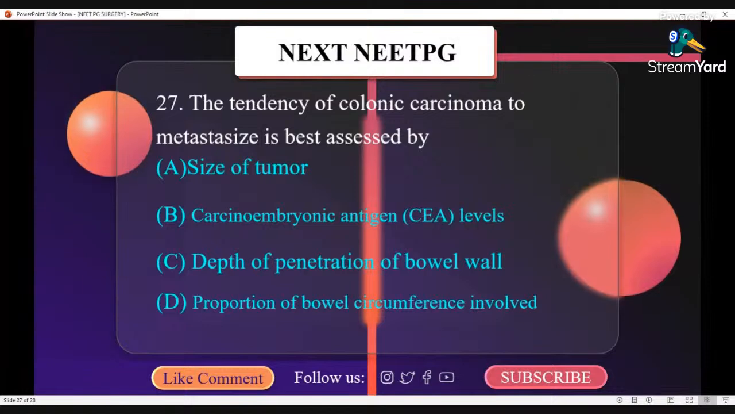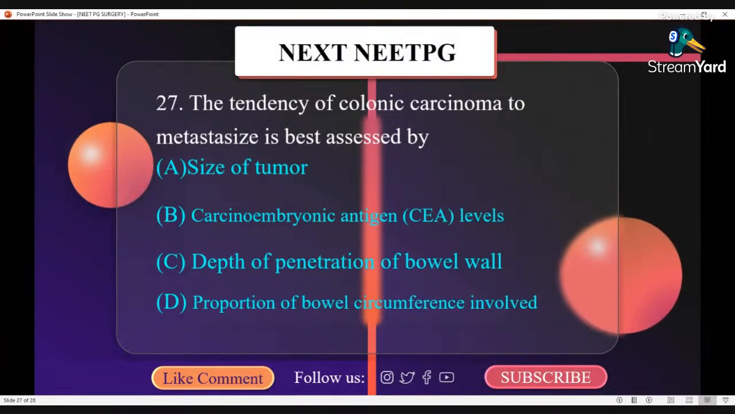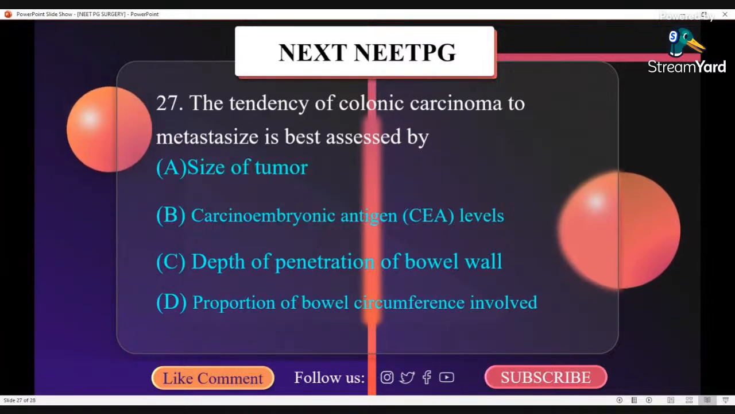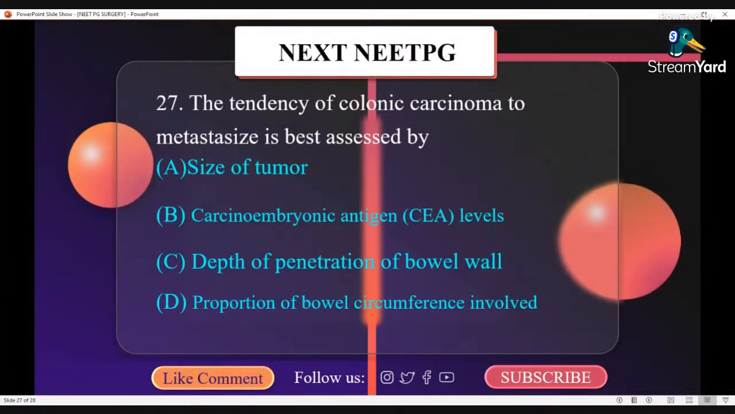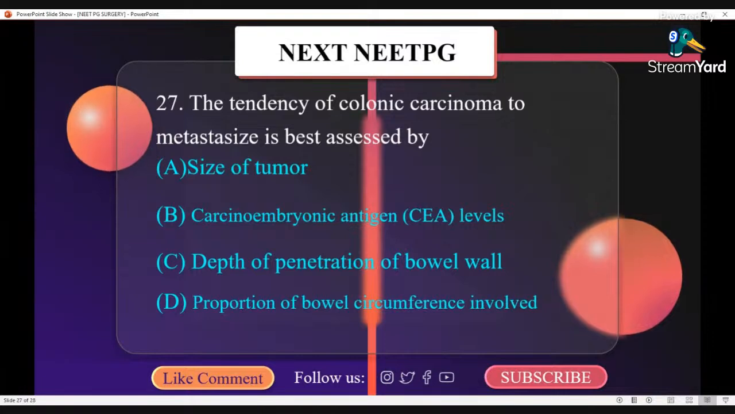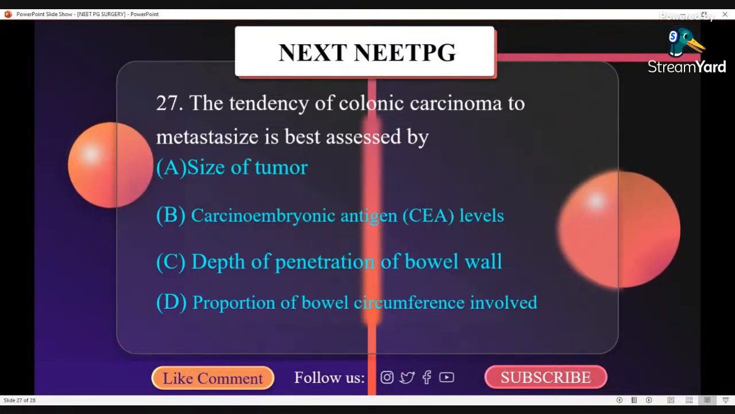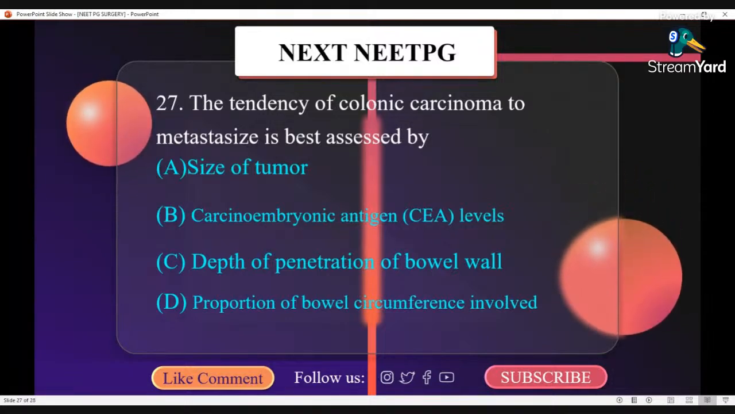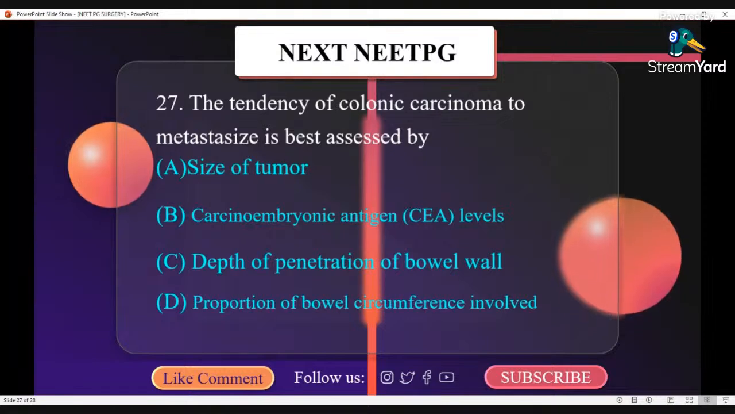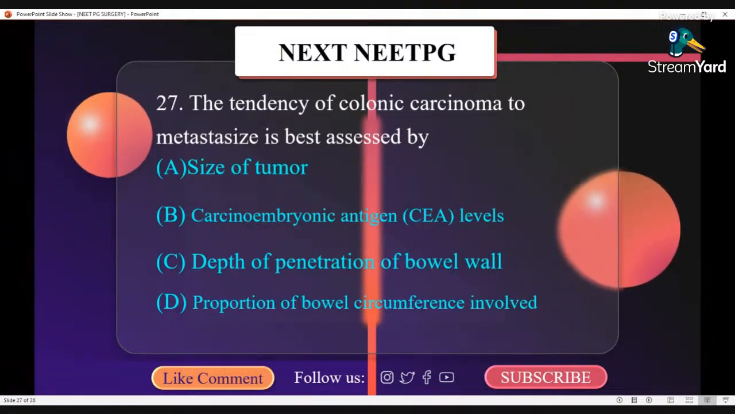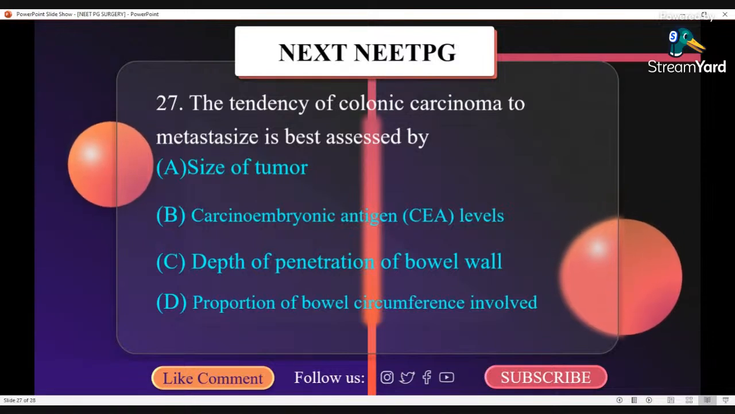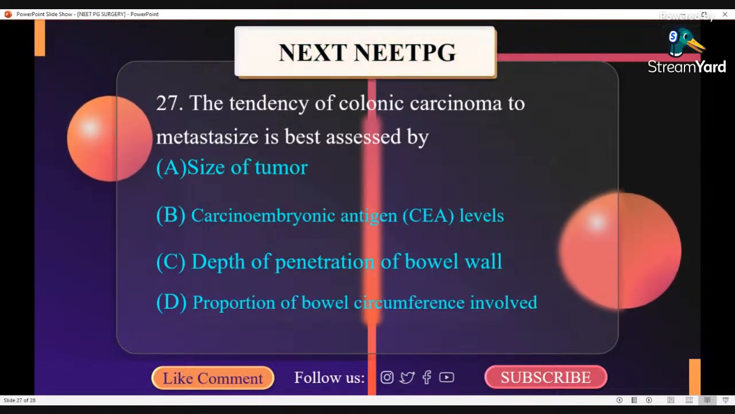The tendency of colonic carcinoma metastasis is best assessed by: A. Size of tumor, B. Carcinoembryonic antigen level, C. Depth of penetration of bowel wall, proportion of bowel circumference involved. Regional lymph node involvement is the most common form of spread of colorectal carcinoma and usually precedes distant metastasis or development of carcinomatosis. So the correct option here is C, depth of penetration of bowel wall.